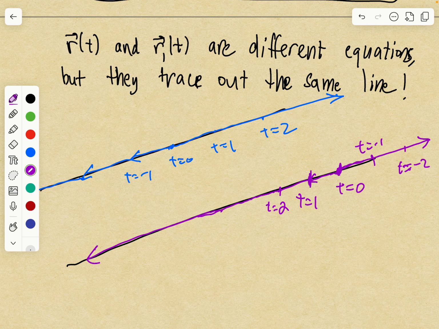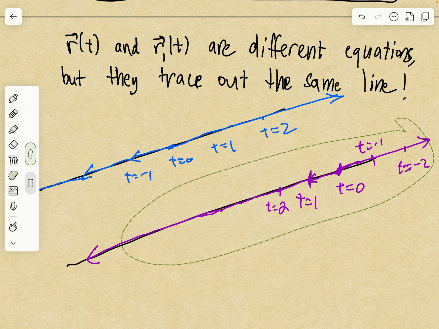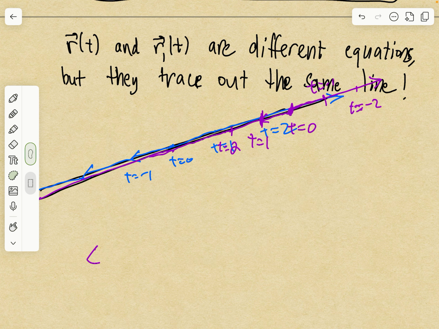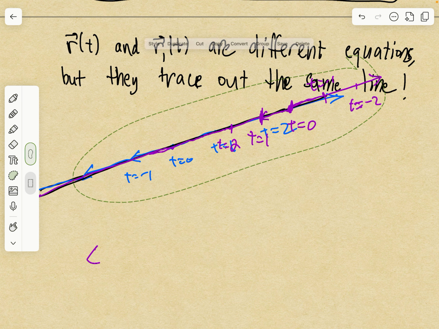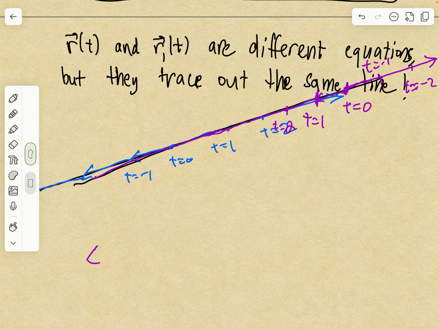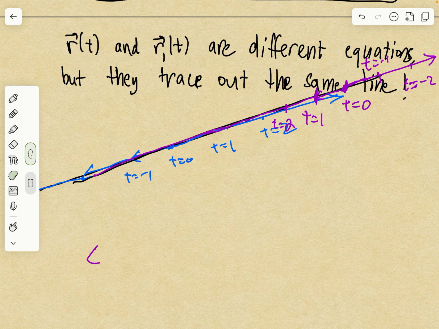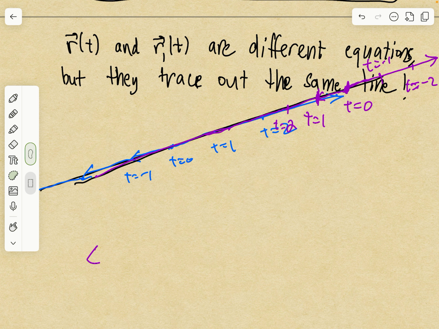So they trace out the same line. And by the way, just to make it clear, I'm drawing the same line, these two are supposed to be the same line. So I guess if I moved it, oh yeah, it actually is pretty similar. Something like that. Okay. Hopefully you understand what I'm trying to say.